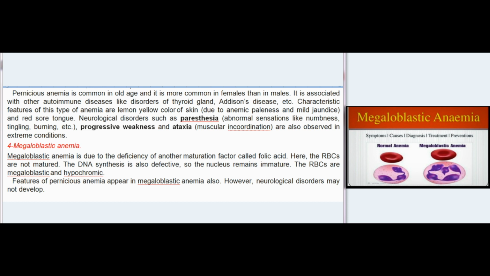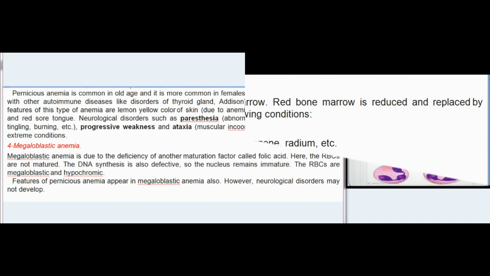Megaloblastic anemia. Megaloblastic anemia is due to the deficiency of another maturation factor called folic acid. Here, the RBCs are not matured. The DNA synthesis is also defective, so the nucleus remains immature. The RBCs are megaloblastic and hypochromic. Features of pernicious anemia appear in megaloblastic anemia also. However, neurological disorders may not develop.